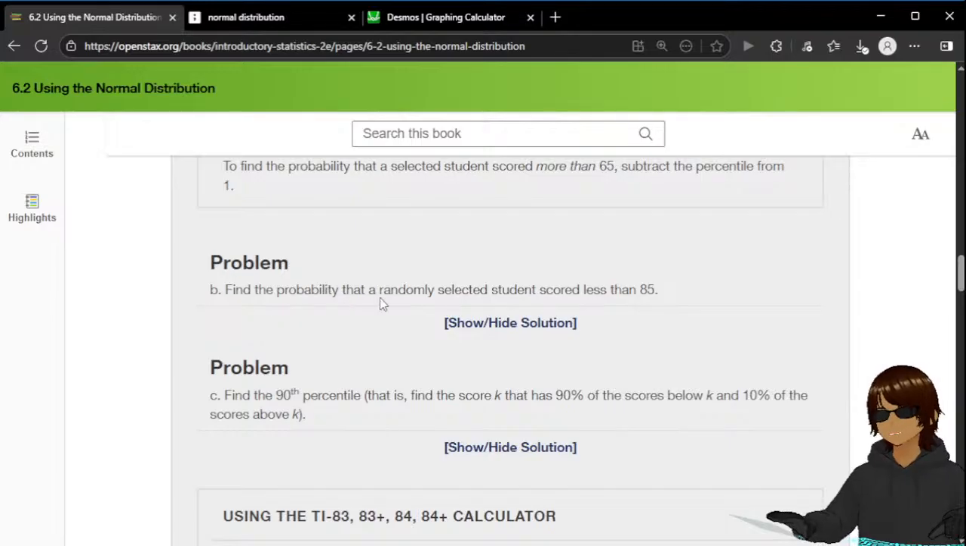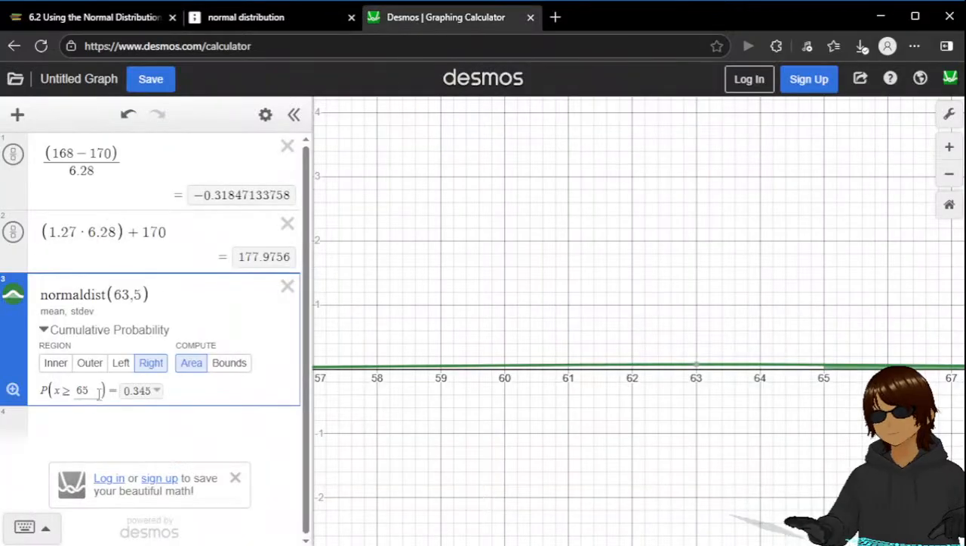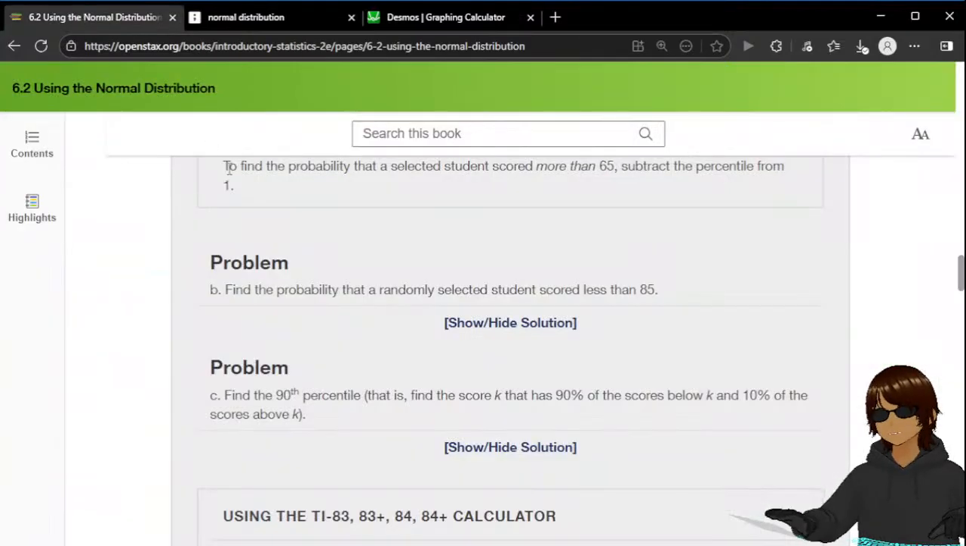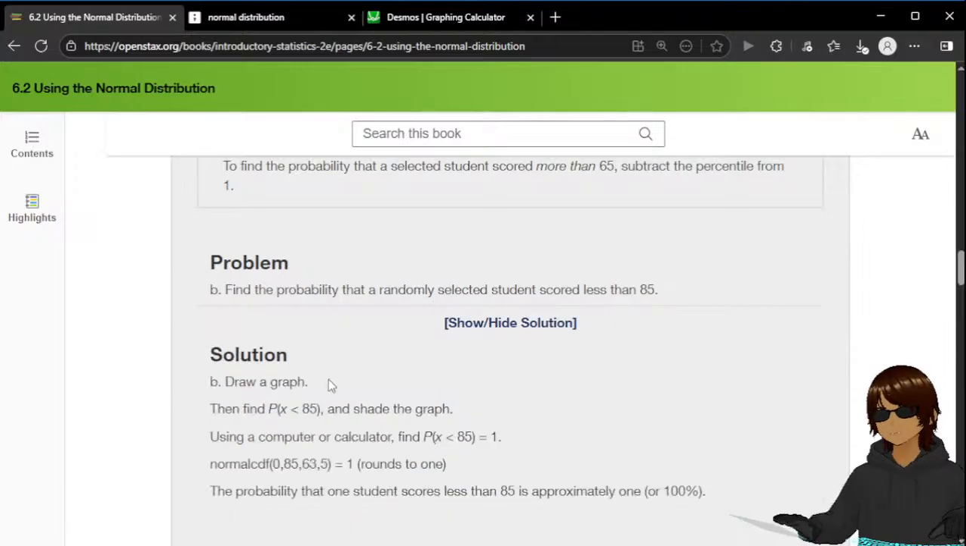Find the probability that a randomly selected student scored less than 85. So less than 85 is 1. How much is it out of?